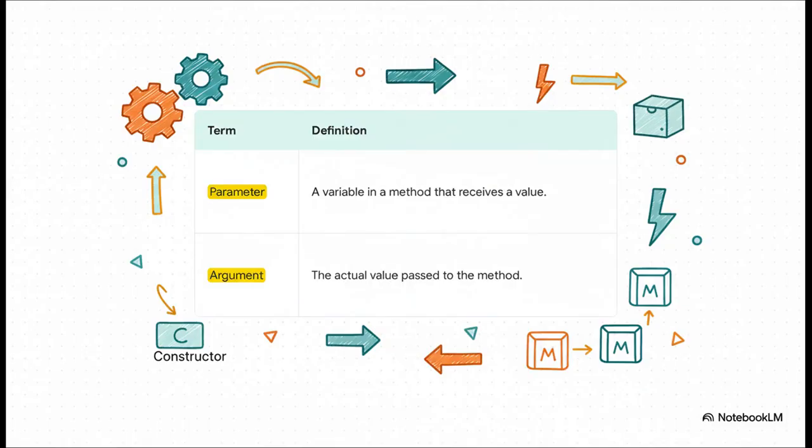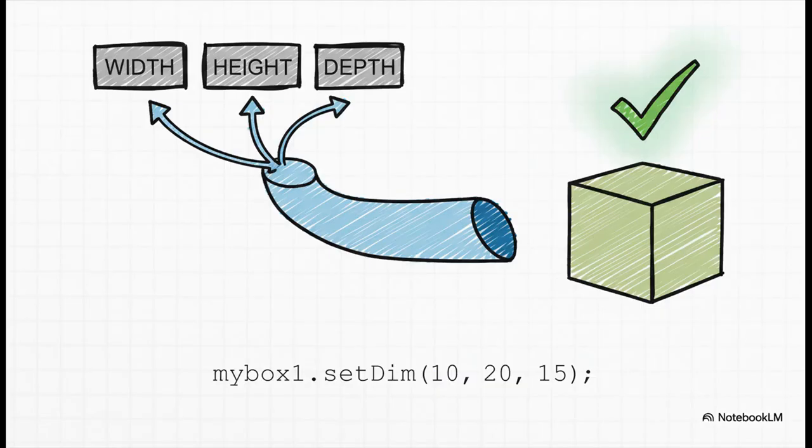So to fix this, we need to quickly get 2 words straight: parameter and argument. It's actually pretty simple. The parameter is the placeholder inside the method. Think of it like a parking spot waiting for a car. The argument is the actual value, the car, that you send to the method when you call it. And here is the result.